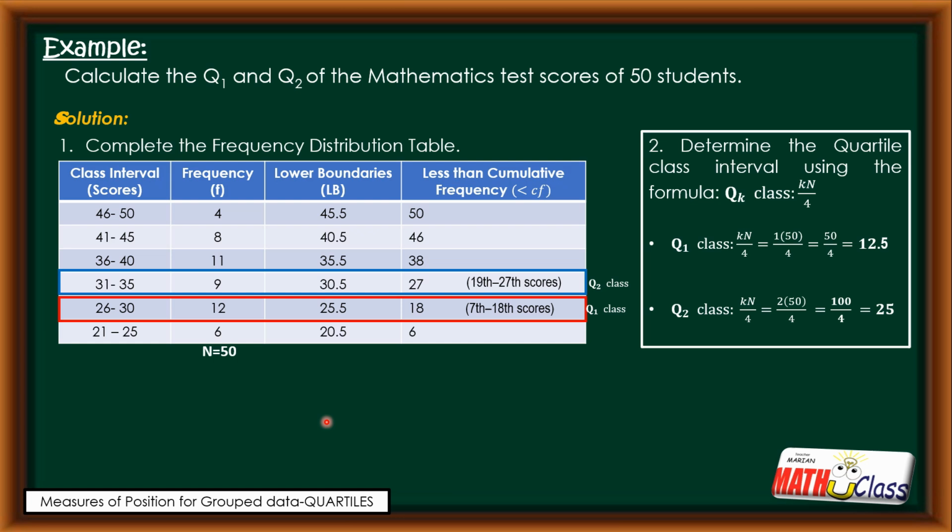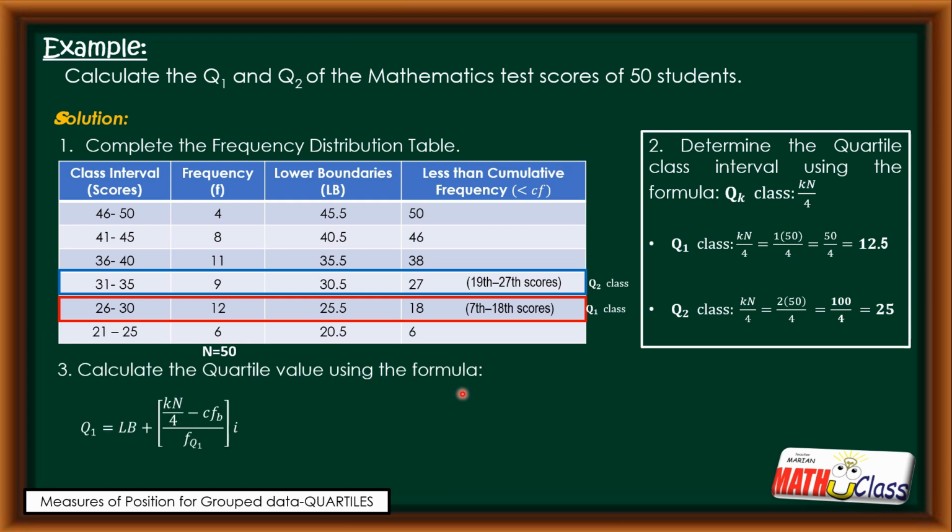Since we already determined the Q1 and Q2 classes, it's time for us to do the last step, which is to calculate the quartile value using the given formula. For Q1, we will have this. Of course, before doing the operation, we need to first provide the values of the variables present in the formula. So for the lower boundary or LB, let us look at the table in step 1. The lower boundary in the Q1 class is 25.5.